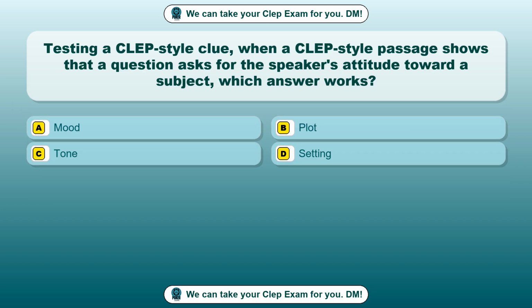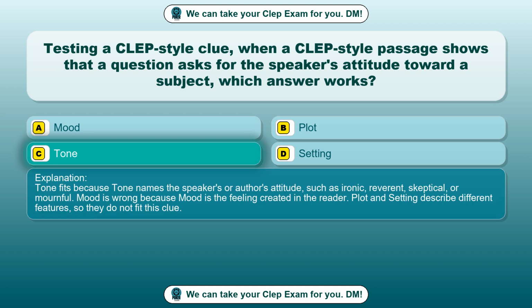Question 20. Testing a CLEP-style clue. When a CLEP-style passage shows that a question asks for the speaker's attitude toward a subject, which answer works? Option A, mood. Option B, plot. Option C, tone. Option D, setting. The correct answer is option C, tone.